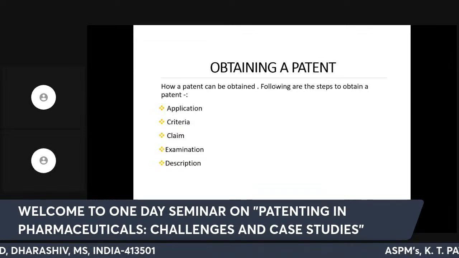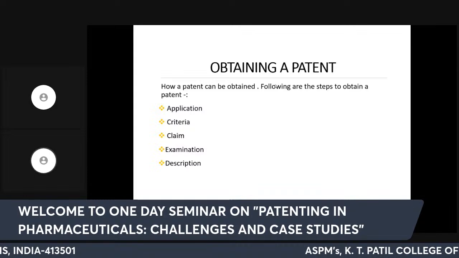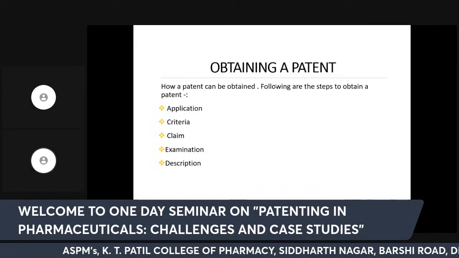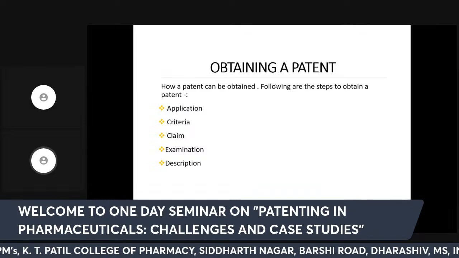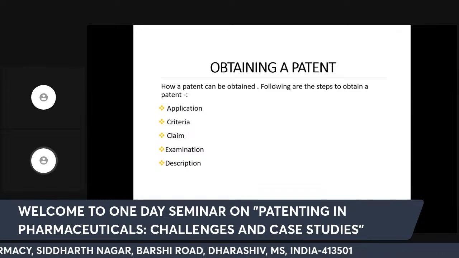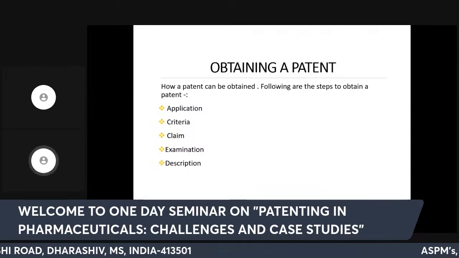So now next, how a patent can be obtained. These are the following steps to obtain a patent. First is an application. An applicant must first file an application for a patent in the IP office. So there is a criteria.